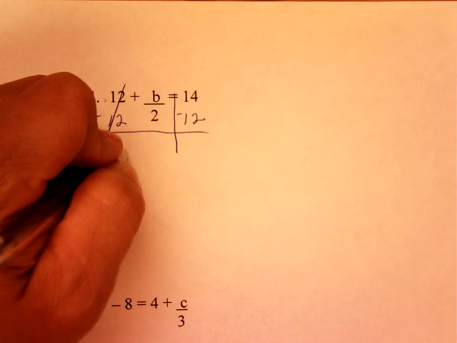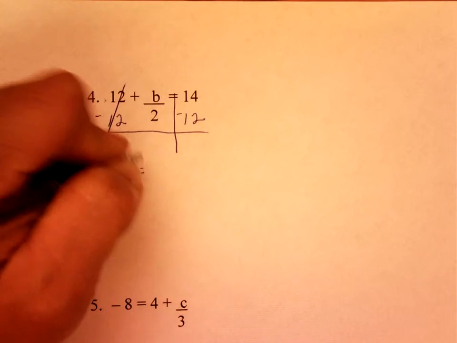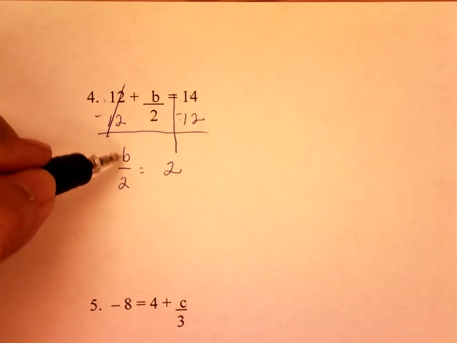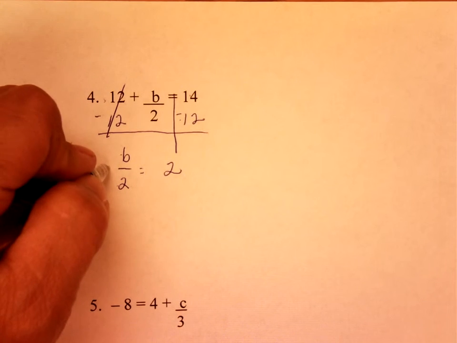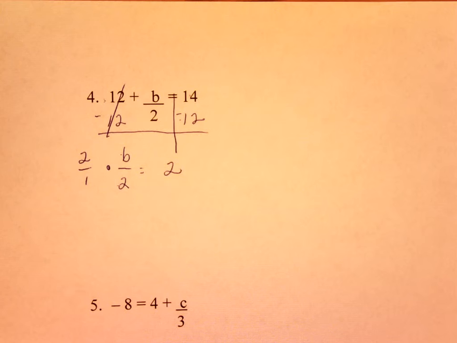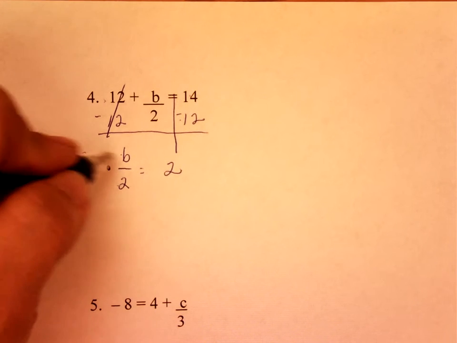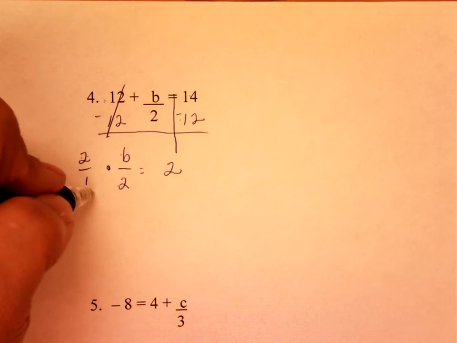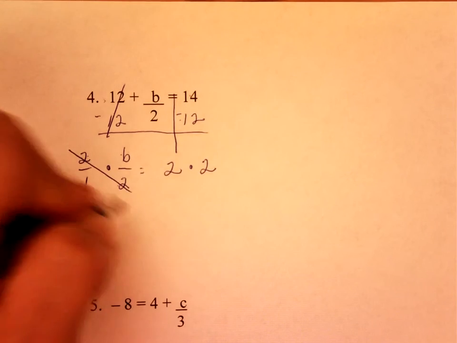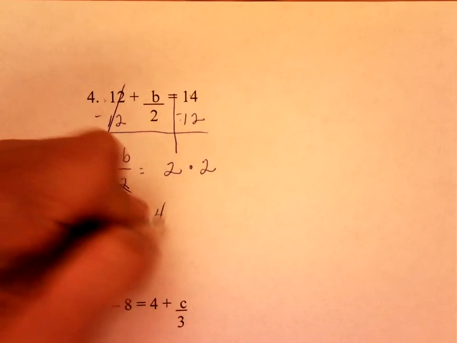So you're left with b divided by 2 is equal to 14 minus 12 is 2. Okay, so the inverse of division is multiplication, so you're going to multiply it by 2. It can be 2 over 1. Okay, remember this 2 has to be in the numerator next to the b, not the denominator. And multiply this by 2. The 2's cancel out. b is equal to 4.